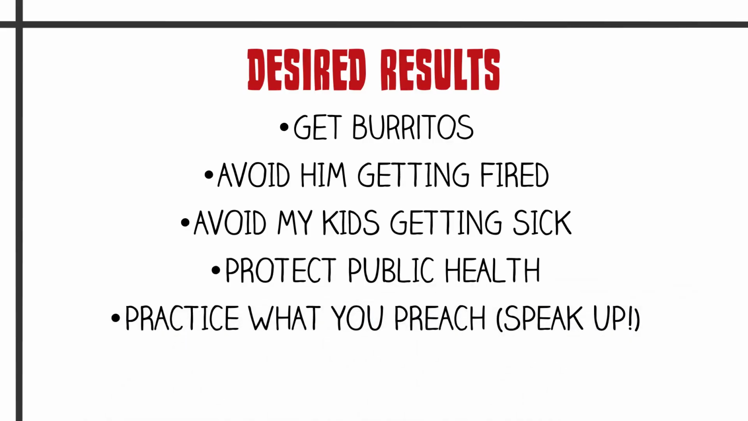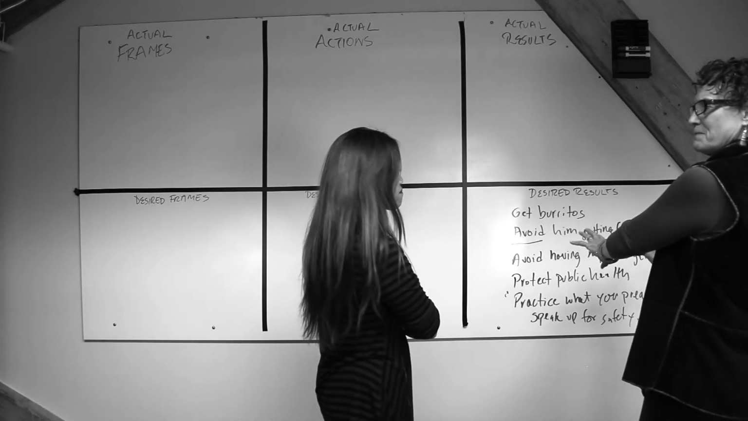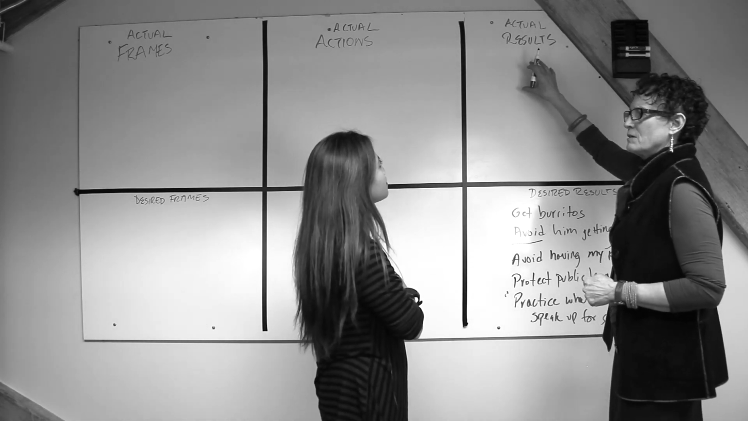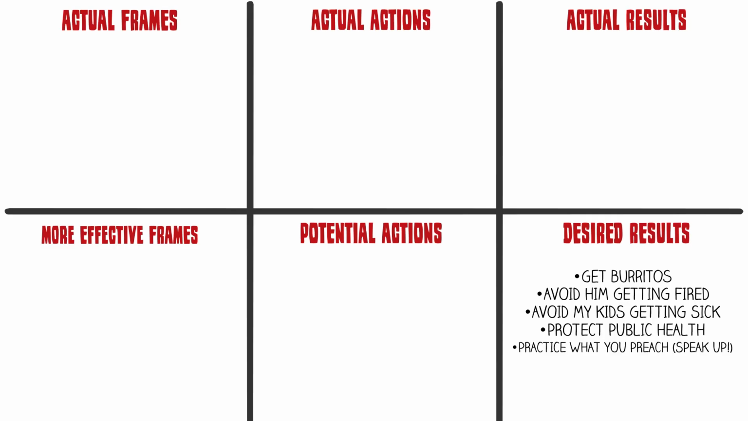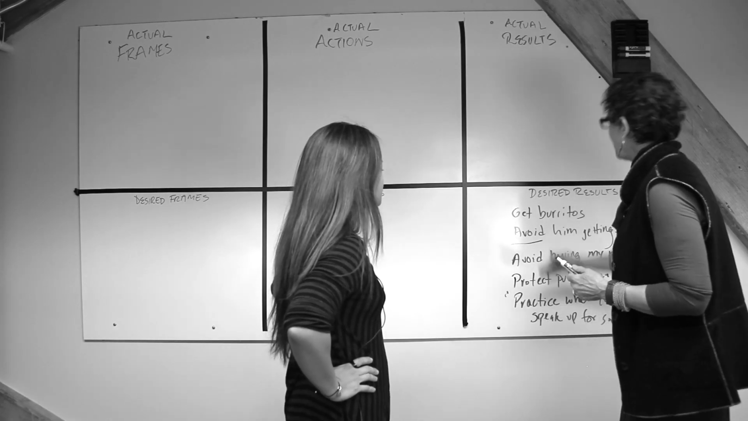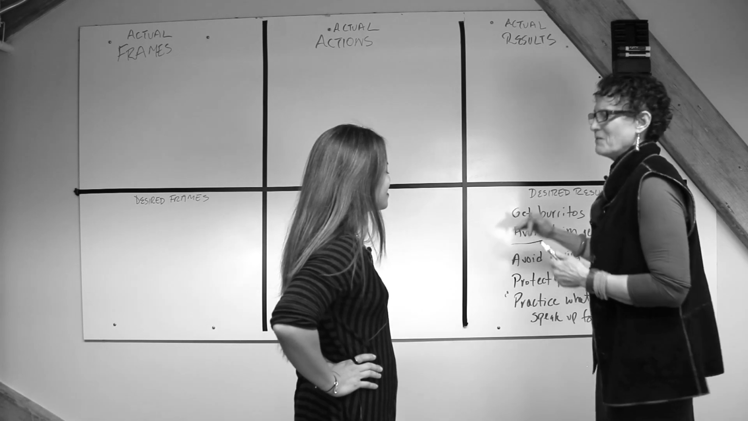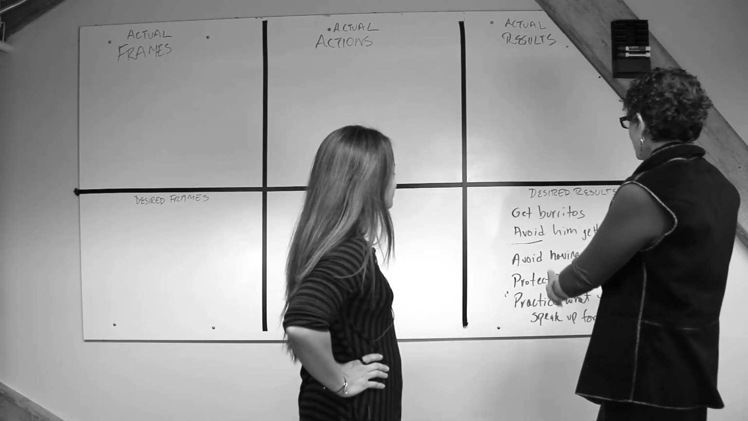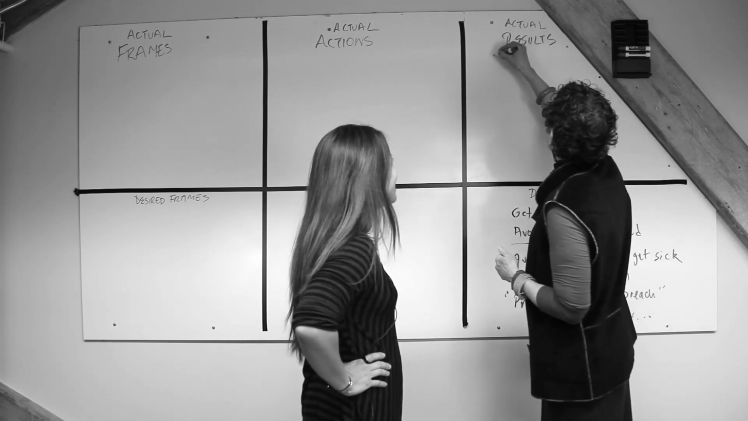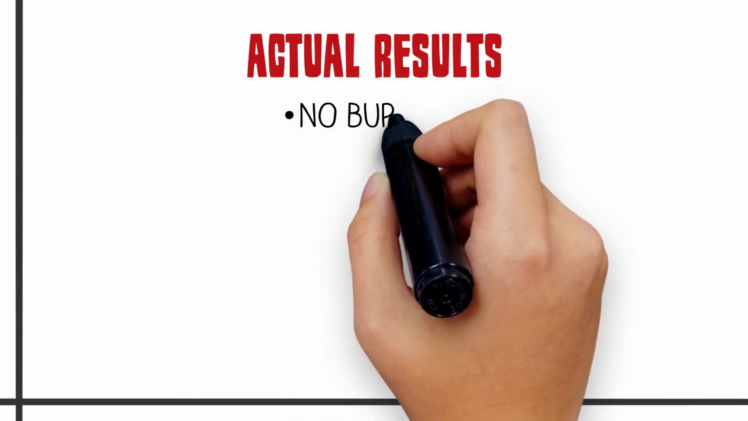Okay, so now what we're going to do, Janice, unless you have anything else, is move on to what actually got achieved by your actions or inaction. I often find it a little embarrassing, like, whoa, I didn't get anything I wanted, or I got something I wanted. So yeah, let's take a look at this. Did your kids get burritos? They did not get their burritos. Okay, no burritos.